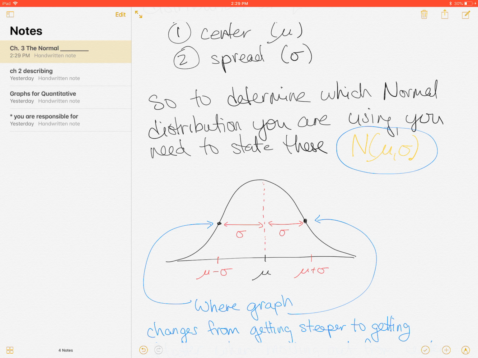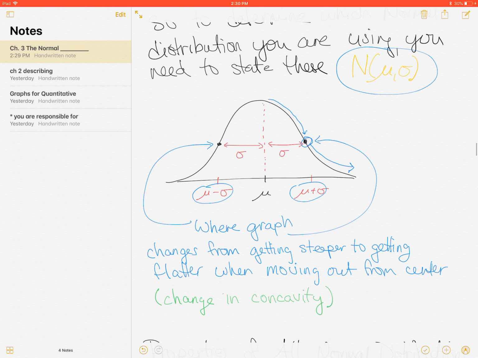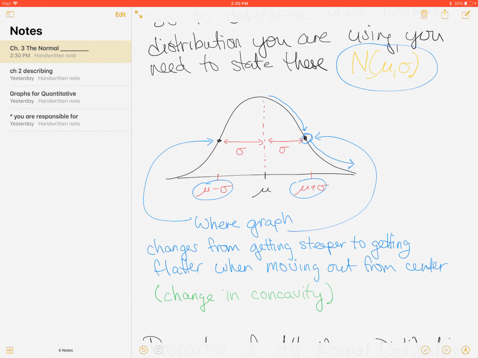If we start at the top of the hill and we go down, at first the hill is flat and it gets steeper and steeper and steeper. And then at some point, it starts getting flatter and flatter and flatter. This point where it goes from steeper to flatter, that is one standard deviation away horizontally from the middle. So where that change happens is at mu plus sigma and mu minus sigma. For those of you who've taken calculus, that's called the point of inflection, where the concavity changes.